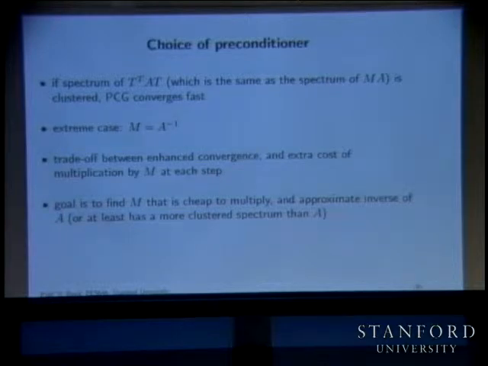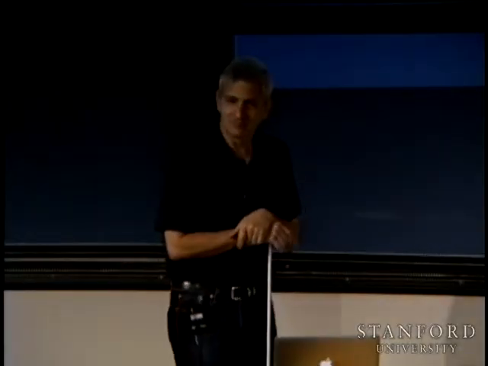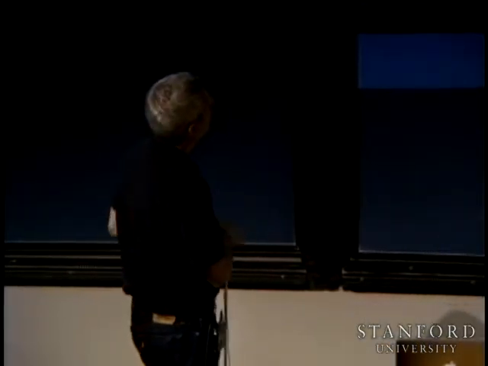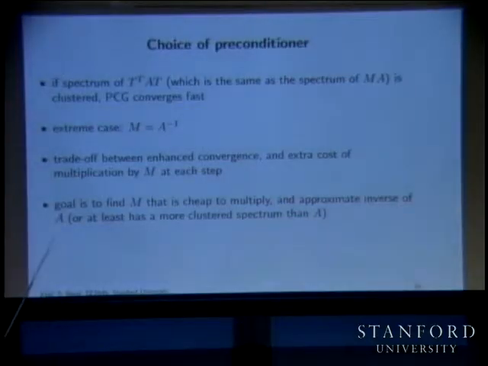So here's what you really want. What you really want is a matrix M which is some kind of approximate inverse of the matrix, and we'll see approximate can be very crude, and yet is fast to multiply. That's what you want. Okay? So that's the essence of it. And so this is the idea.